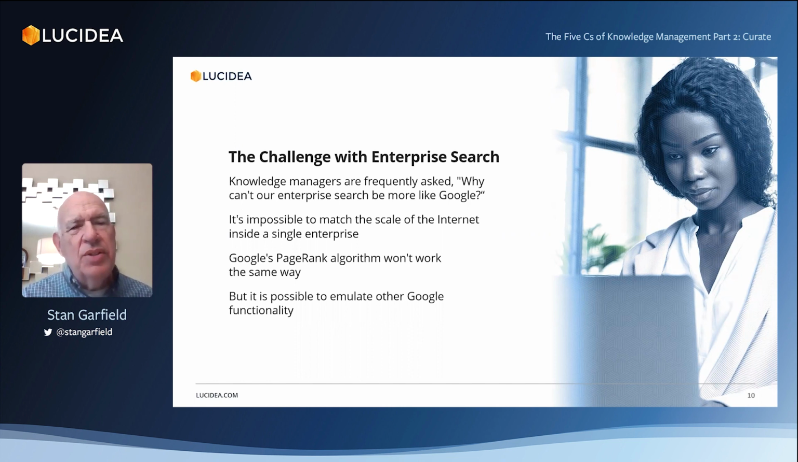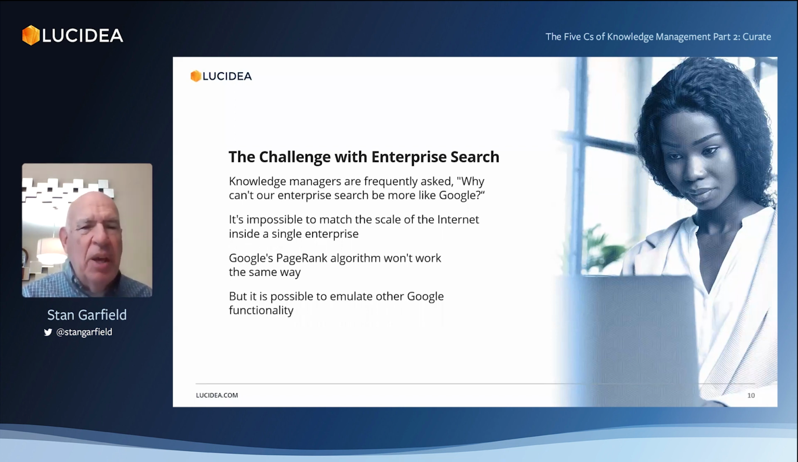There are several reasons. One is it's impossible to match the scale of the internet inside a single enterprise. The Google PageRank algorithm works well on the internet because there's so much content out there. There are so many users. And when you're in the millions and millions of users and millions of pages of content, its algorithm can work by looking at how many pages point to other pages and so forth, and using that as a way of refining search results. But inside of a company, you don't get that kind of scale. It may be only thousands or hundreds or tens of pages or users or links, and therefore it doesn't work the same way. So that's one reason why the Google PageRank algorithm won't work inside a company.